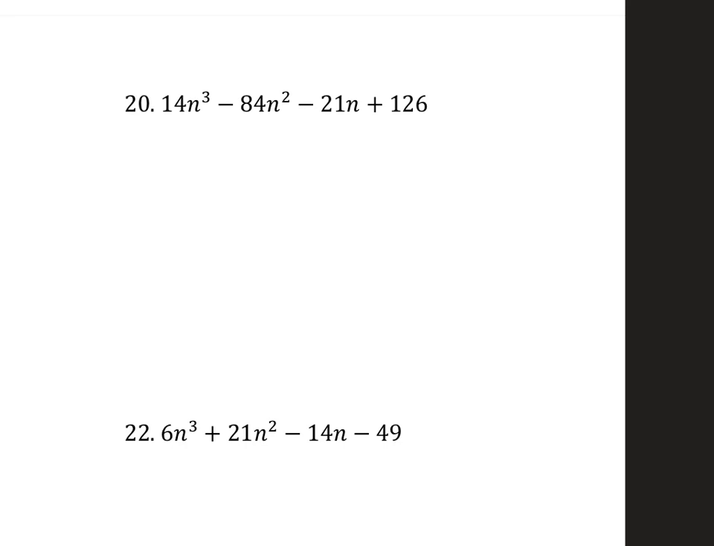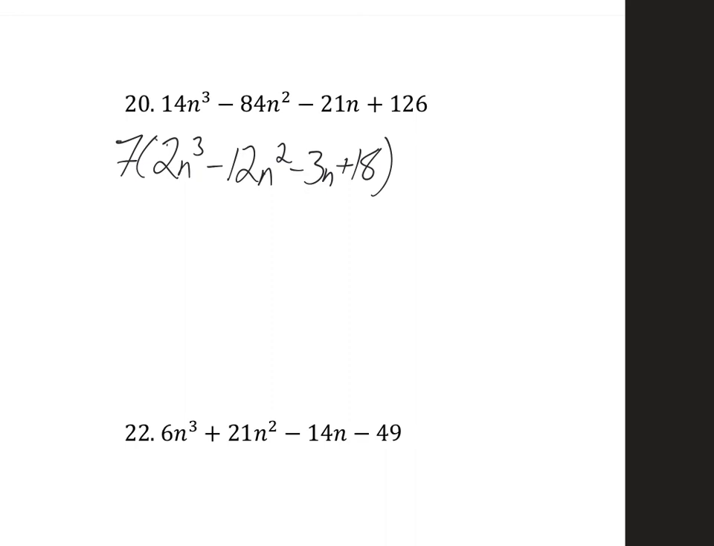All right, so looking at all of these, I noticed that 14 and 21 were both here, and I knew 7 went into both of those, so I tried to see if 7 went into the other two, and it does. So I'm going to pull out a 7. 14 divided by 7 is 2 into the third, minus 84 divided by 7 is 12 into the second, 21 divided by 7 is negative 3n, and 126 divided by 7 is 18.